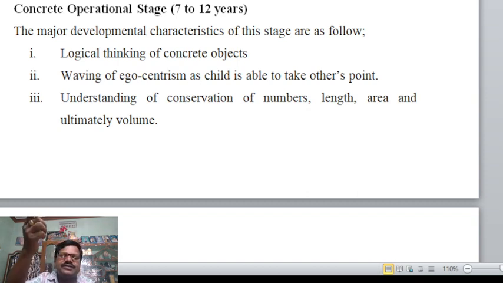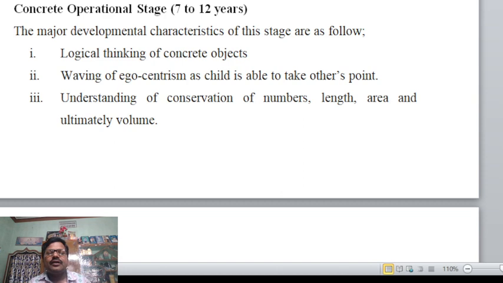The previous stage is called the pre-thinking stage. Here, logical thinking will be developed for the concrete objects. Concrete objects means the objects which are visible, tangible, movable. So the child will think logically about the concrete objects.